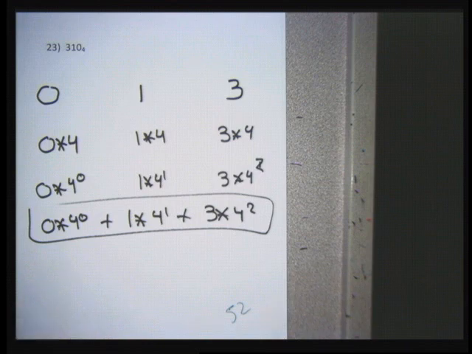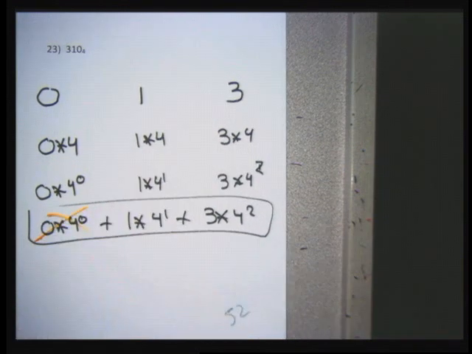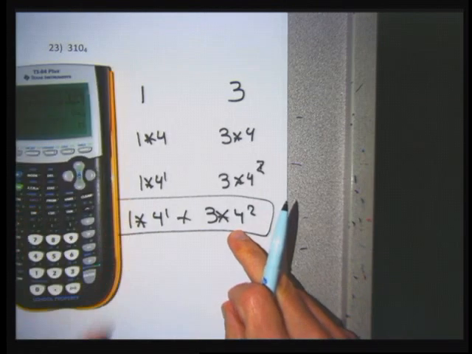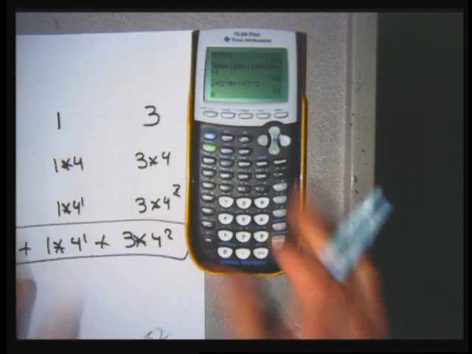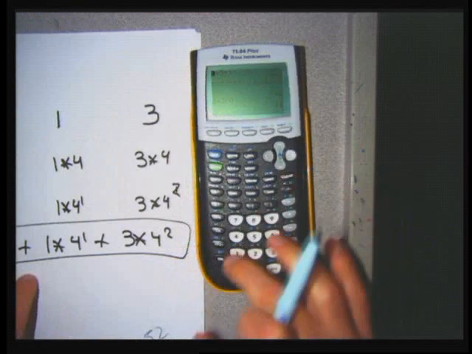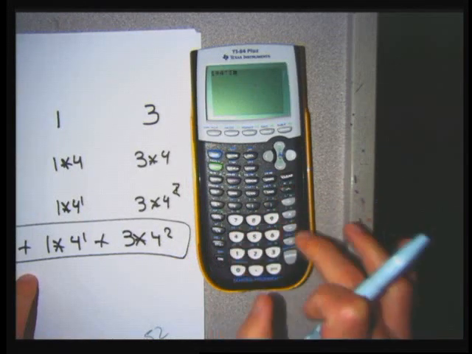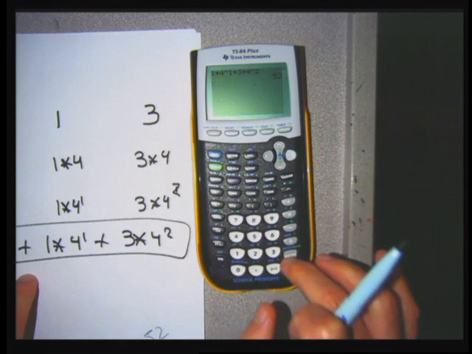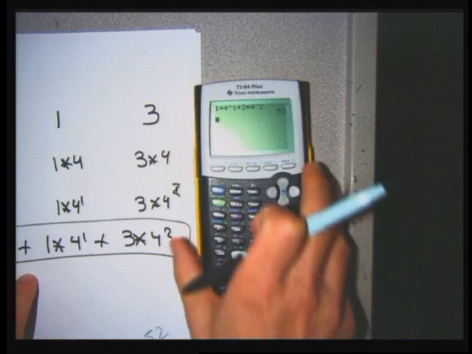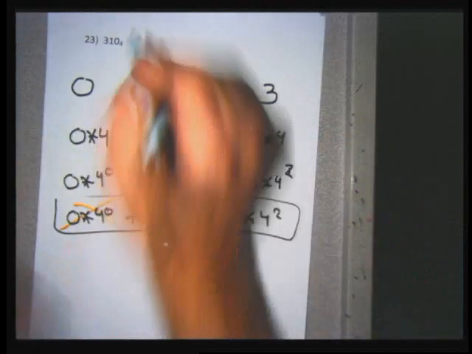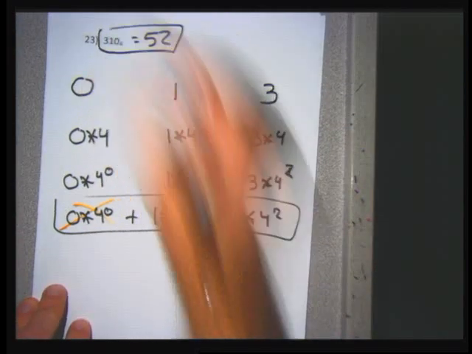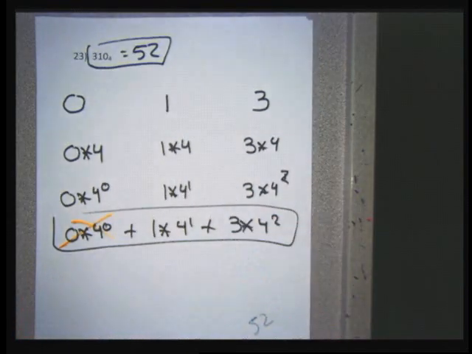On my calculator, I'm not going to do the 0 part. I'm just going to do 1 times 4 to the 1 plus 3 times 4 squared. So clear, 1 times 4 up arrow 1 plus 3 times 4 up arrow 2. And I'm going to get 52 for my answer. So my answer for this, 310 base 4 is equal to 52 base 10. You don't write the base when it's 10.